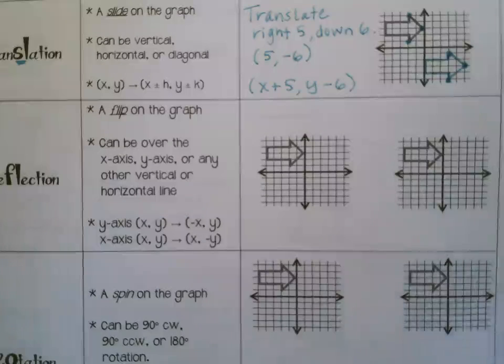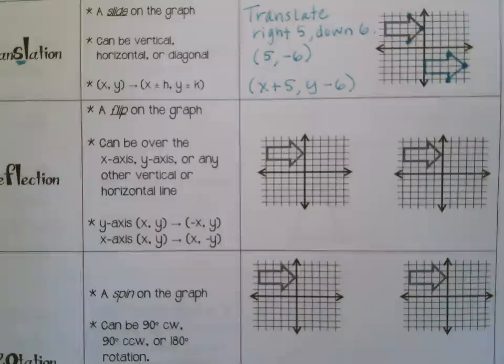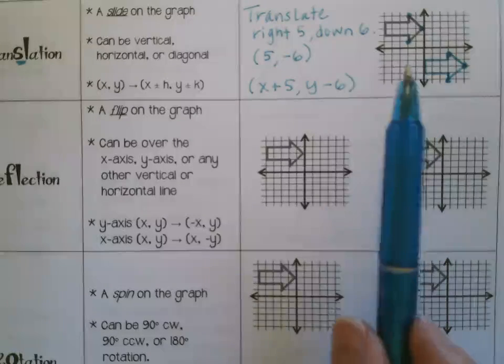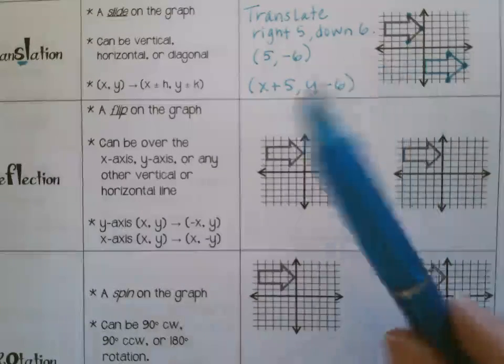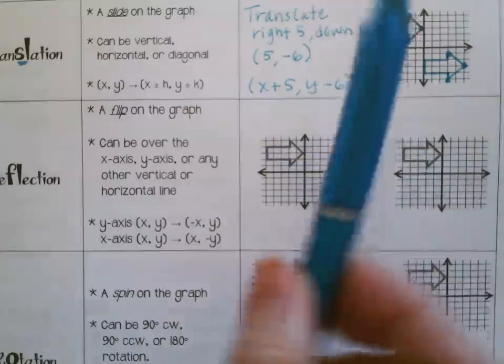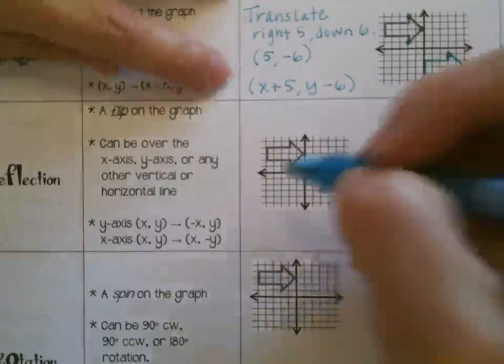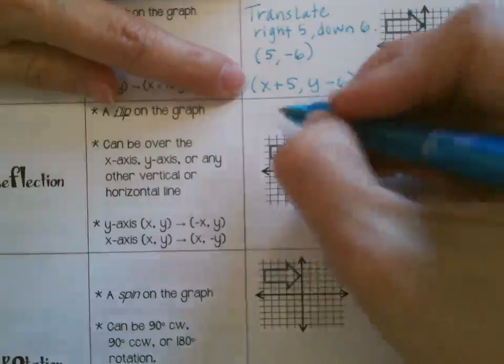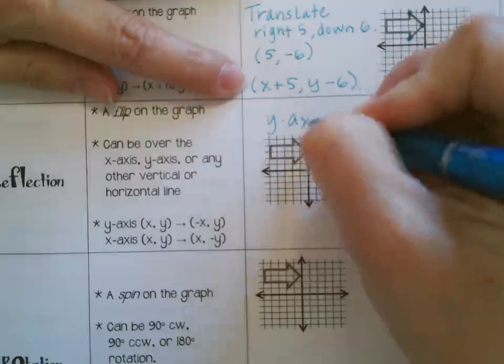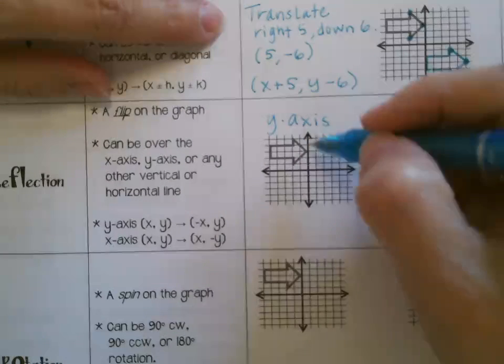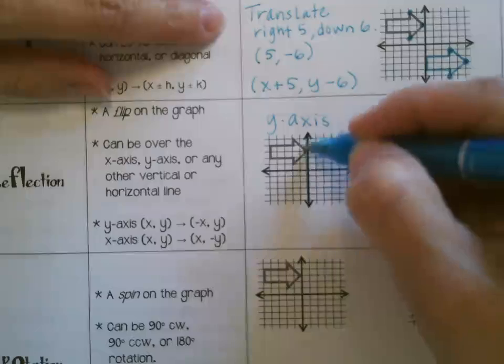All right, next up is reflection. Reflection is when we flip the shape on the graph, and we can do this over any line on the graph. We can reflect over the x-axis, we can reflect over the y-axis, we can reflect over any horizontal or vertical line. We can even reflect over diagonal lines. All right, so how about on this one, let's reflect over the y-axis. This right here is the y-axis.